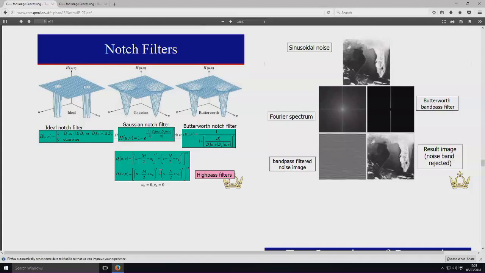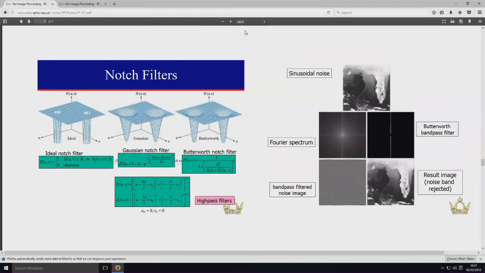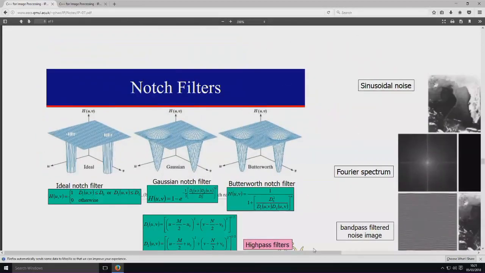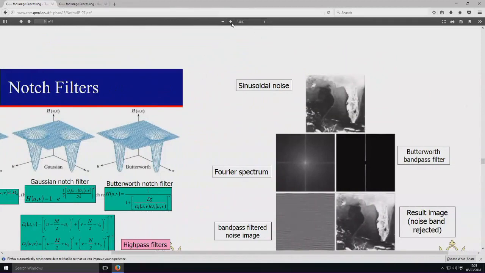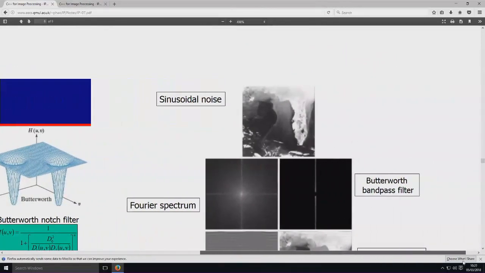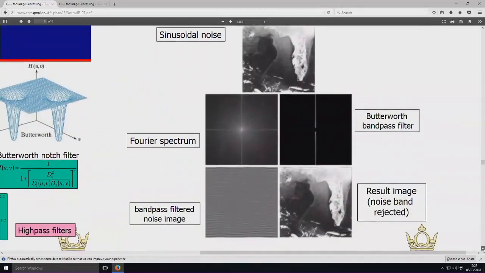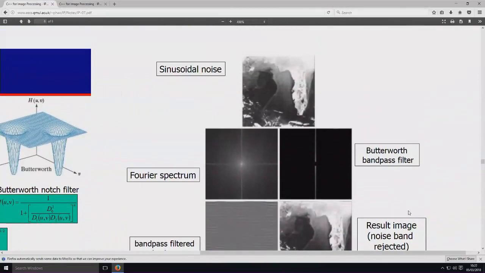And if we just use bandpass, we can extract the noise pattern. And if we use band reject, the other bands are kept, and we can have the noise removed image. If we magnify this image bigger, you can see some details there. Especially here, you can see some lines. But actually, if you remove those noises, it should be smooth.